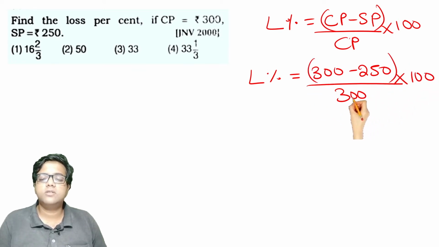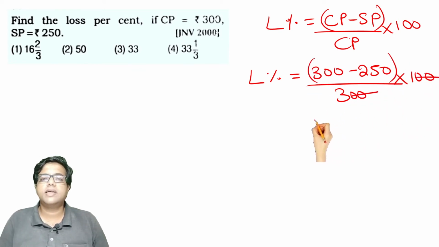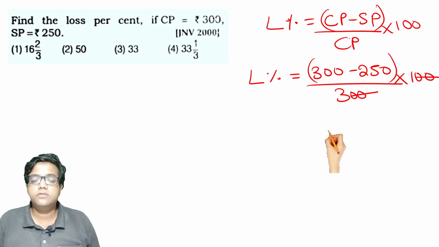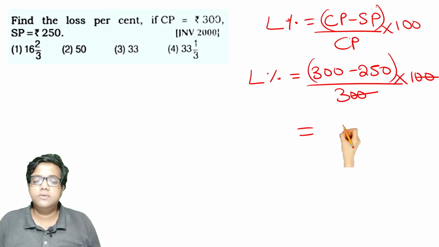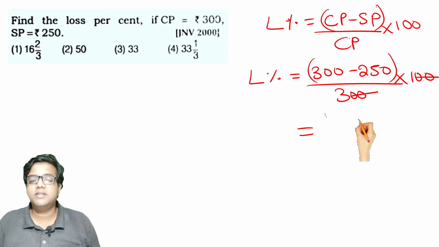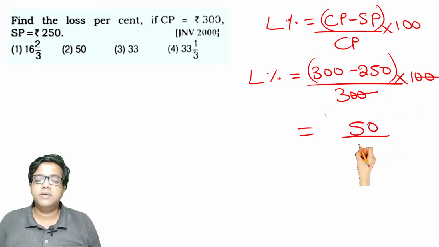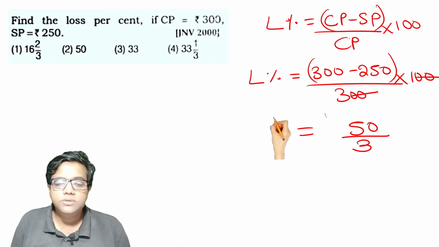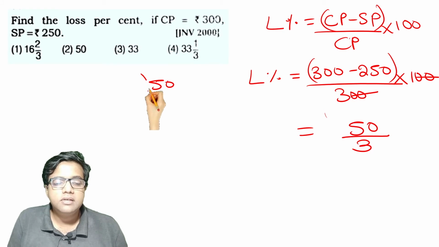So let's find the loss percentage. These two zeros will get cancelled. 300 minus 250 will give you 50 by 3. 50 by 3. Let's do the division here.